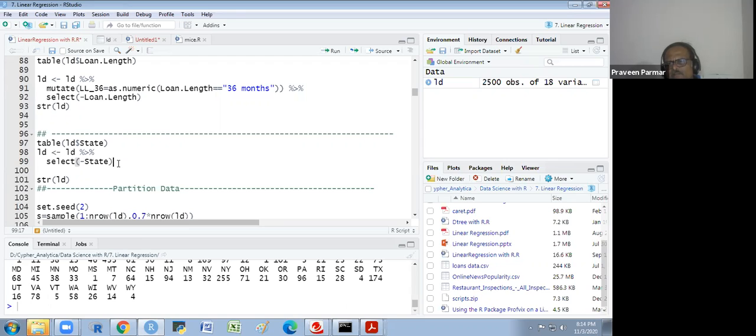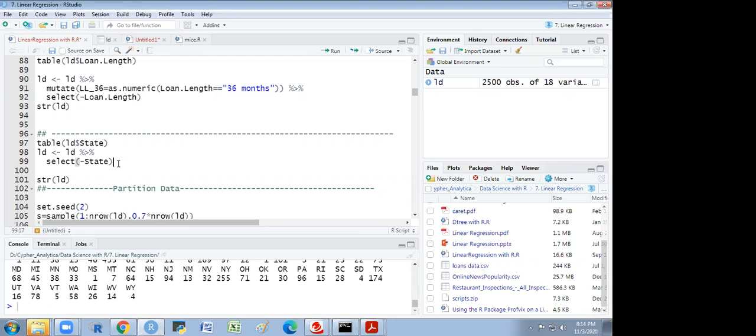Sir, in case we have 10 area pin codes. Yeah. What do you want to ask, Jaideep? Sir, I have one doubt. Yes. Sir, is there any criteria that if more number of categories are there, is there any criteria for removing that variable?